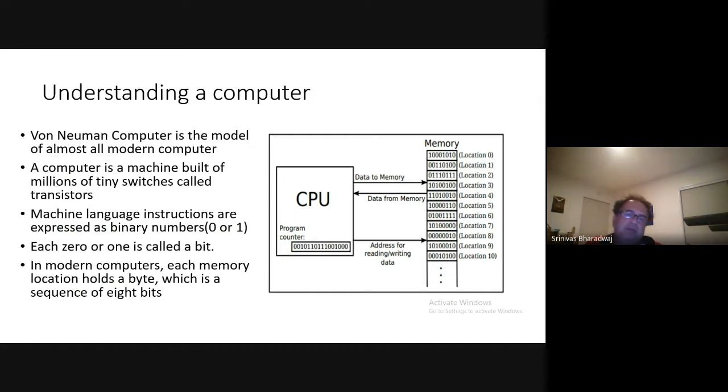a von Neumann computer contains, this is an abstract and very simplified model of a von Neumann computer. In a von Neumann computer, there is what is known as a central processing unit. The central processing unit contains a set of logic which executes instructions. What are these instructions? These are machine language instructions, which are really binary numbers.